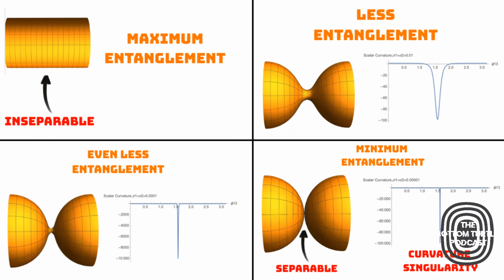You see in the upper left quadrant, it says inseparable and maximum entanglement. And in the bottom right quadrant, it says separable and minimum entanglement. Next to it, you see a plot that says curvature singularity. I think this is an actual image of the geometry of quantum entanglement, like a literal visualization of quantum entanglement.